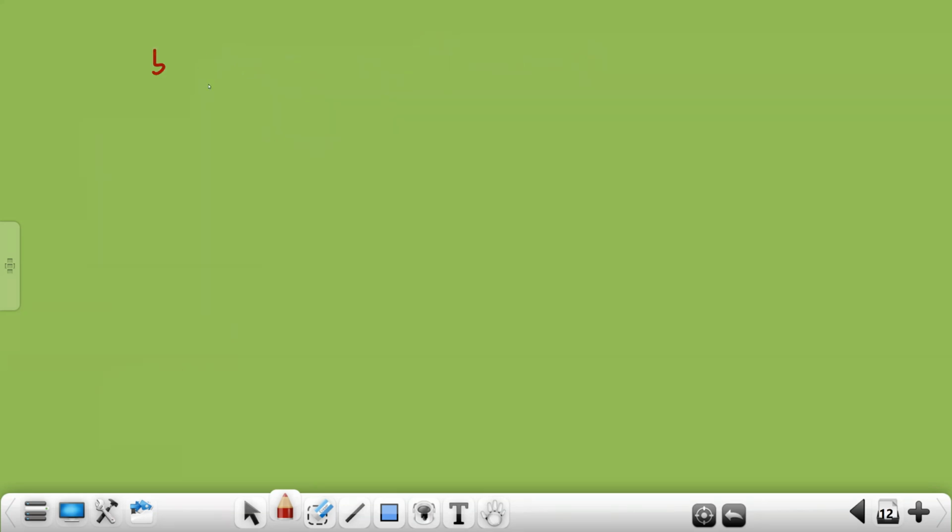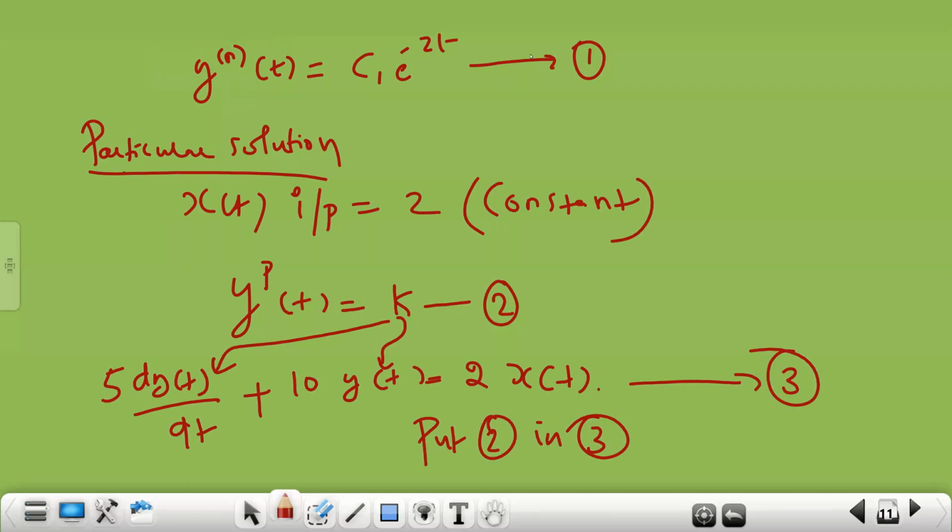Here also we need to put y of t is k. So 5 into d by dt of k plus 10 into k, correct? Yeah, 10 into k. There is no differentiation over there. 10 into k equal to 2 times x of t, x of t is 2u of t, which is given.